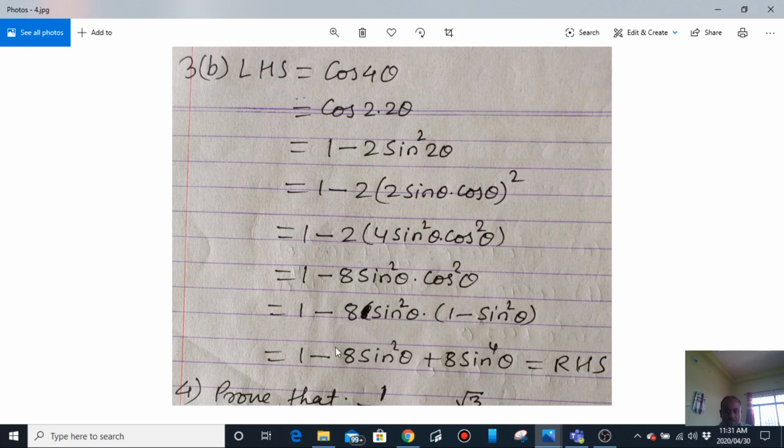So multiply this: 1 minus this into 1 is minus 8 sin square theta. Again minus 8 sin square theta into minus sin square theta, so minus minus will become plus 8 sin to the power 4 theta. So in this way we get RHS. Okay. So now next.